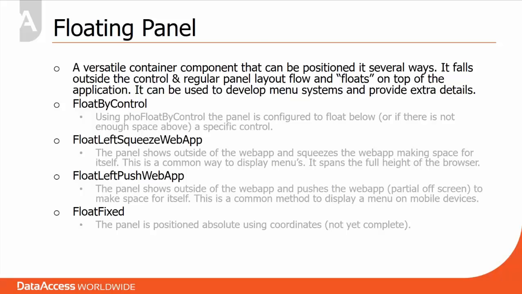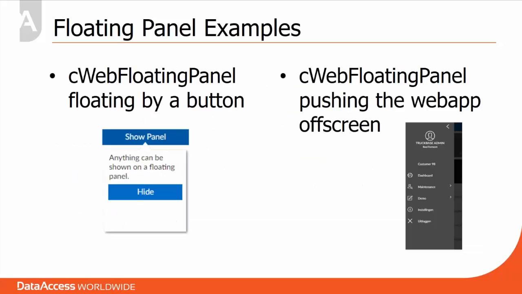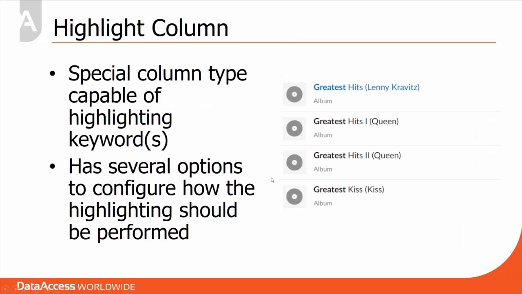So how does that look? Here's a couple examples. You can see on the left there's a floating panel that is floating by a button, and then on the right there's a floating panel that pushed the web app completely off screen, and then when you do something it'll go away and the web app will come back in. Highlight column is a new thing for lists. Basically what you can do within a list is highlight a certain aspect. In this particular thing, you can see that greatest happens to be bolded in everything in the list.